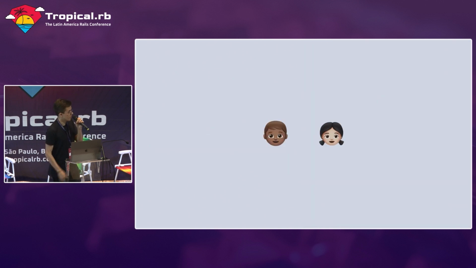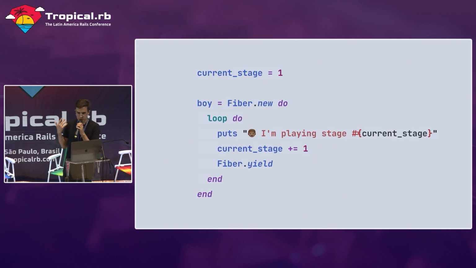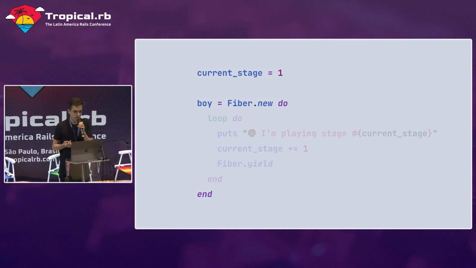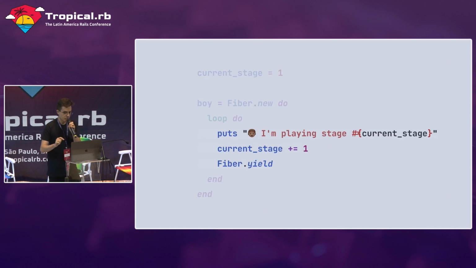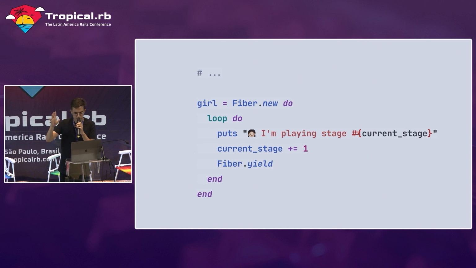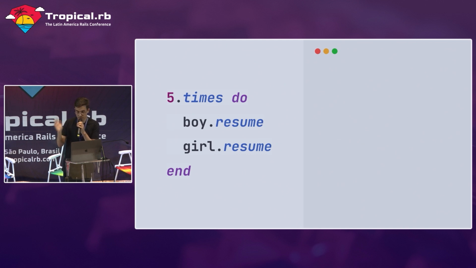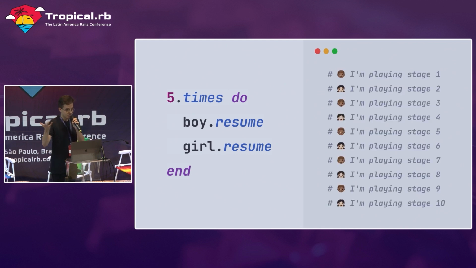Let's see how fibers could help our kids. So we could define a fiber for them to take turns like this. We can define a current stage variable, and then create a new fiber. And this fiber has an infinite loop, so we can take as many turns as we want. And inside the loop, we basically print the current stage, and then we increment that variable and return with Fiber.yield. The other kid's fiber would be exactly the same thing, but with a different emoji. If we do this 5 times, for example, we get the kids to play and take turns. That's pretty simple. And the cool thing is that we have control over when the fibers switch.